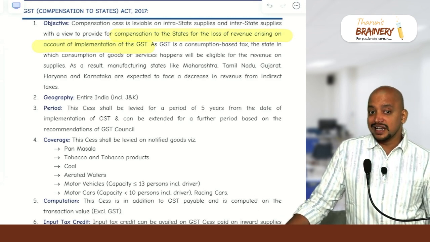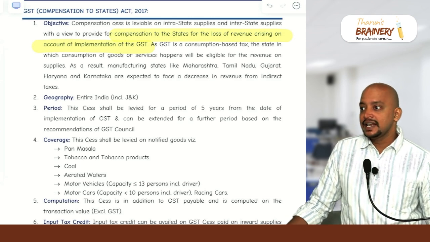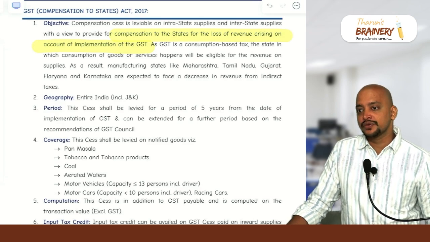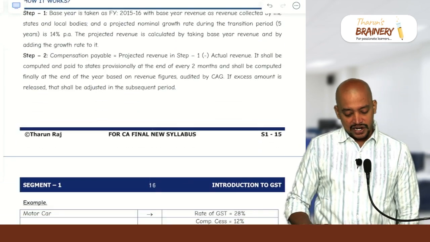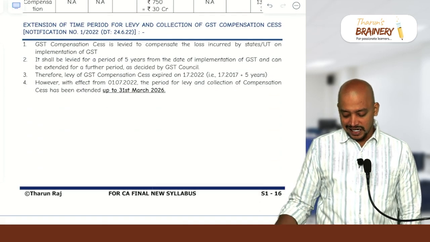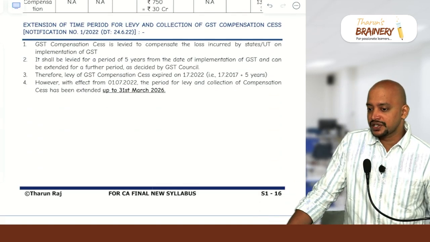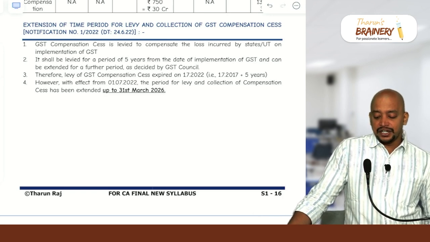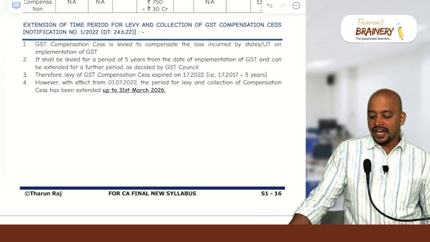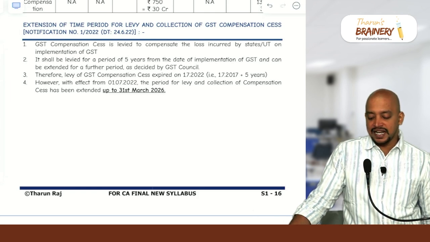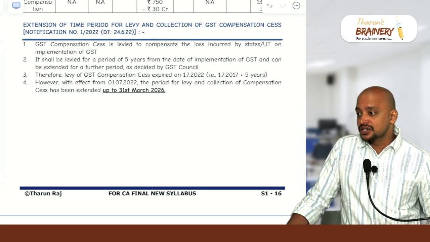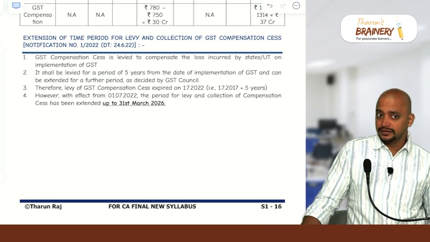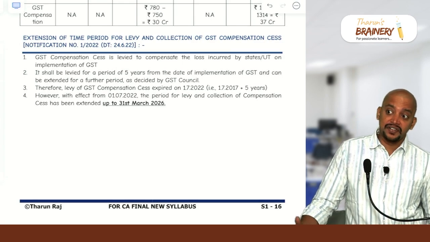What is the period for which it will be levied? 5 years from the date of implementation of GST, and it can be extended for a further period as decided by GST Council. Accordingly, was it extended or not? Yes, it is extended now. You look into the next page, you can see at the end, with effect from 1/7/2022, the period for levy and collection of compensation has been extended up to 31st March 2026. Okay, that is the extended time. But is it final? No. Can it be extended for a further period?